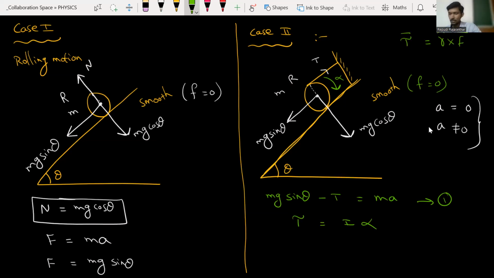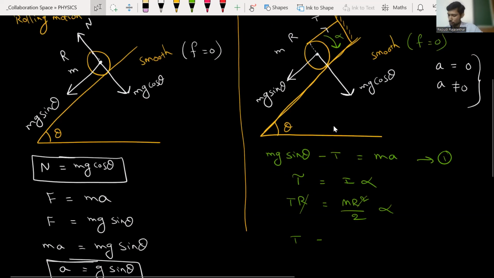But here torque is nothing but force into perpendicular distance. So force is nothing but tension T, and the perpendicular distance is nothing but the radius of the cylinder R. So T into R equals the moment of inertia of the cylinder, m R square by 2, into alpha. Here R gets cancelled, so we can write T equals m into R by 2 into alpha. So this is equation 2.